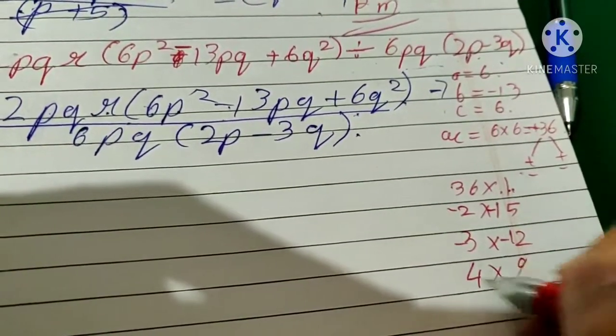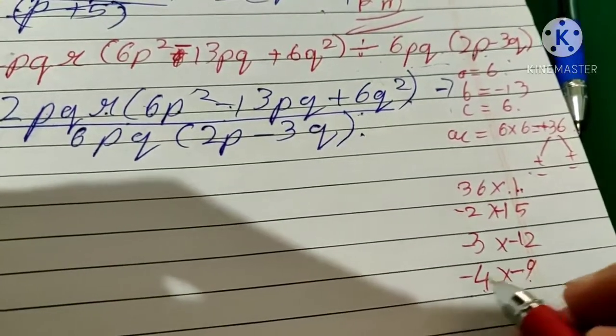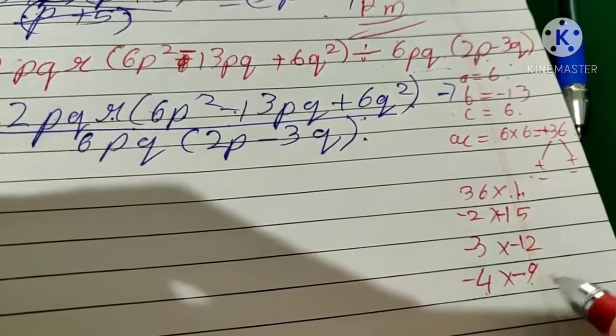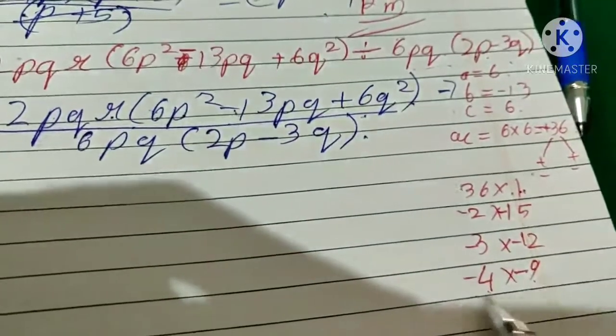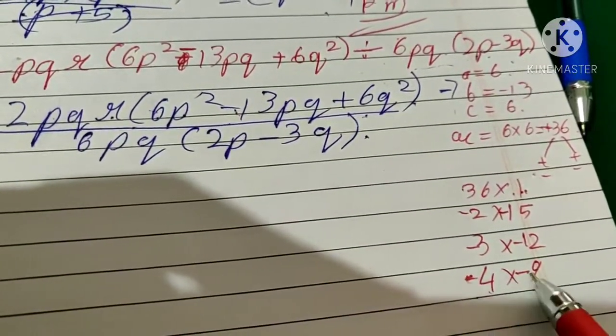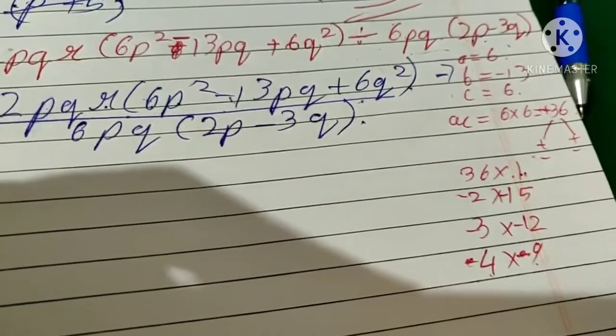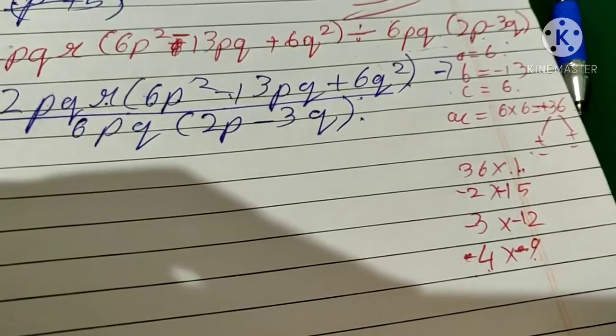4 into 9. Minus 4 into minus 9 is 36. Minus 4 minus 9, it is minus 13. Yes, we have to get minus 13. We will write 4 and 9 in place of 13. Okay, 4 and 9 in place of 13.